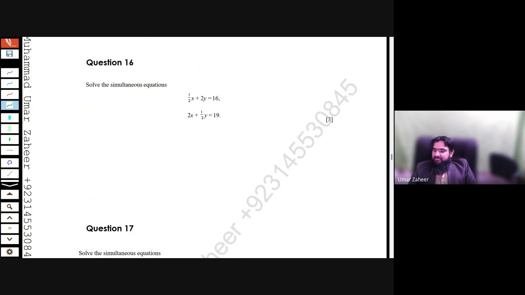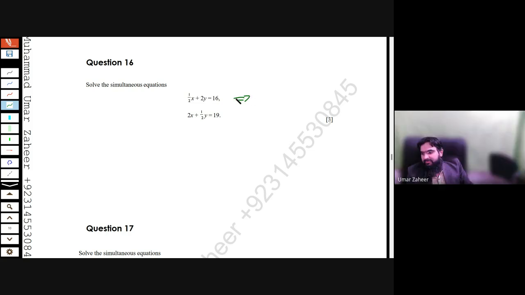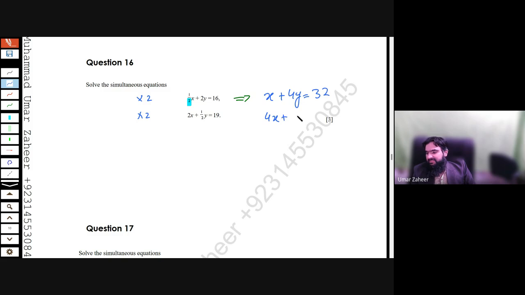Again, look here, Ayan. The next one is exactly the same. What do we have to do? We have to multiply both equations with 2. I am going to multiply equation 1 with 2 because the LCM is 2. In the second one, it is also 2. So multiply by 2, the 2 will be cancelled out. x, 2 times 2 is 4y, 2 times 16 is 32. In the same way, 2 times 2 is 4x, the 2 will be cancelled out. You will get y. 2 multiplied by 19.